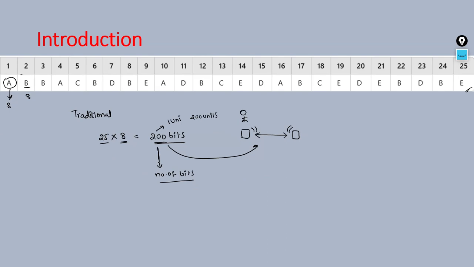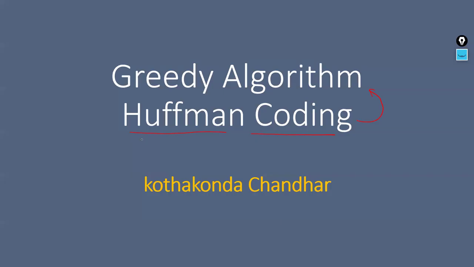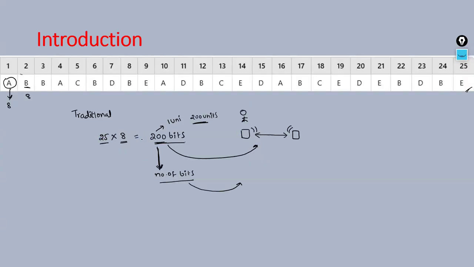So if I reduce the number of bits, definitely it will be transferred in less time than this. How can we do this? We will learn. Here I will not go directly to Huffman coding. Other than the traditional ASCII characters, instead of ASCII characters, we can go for our customized coding. Let us know what customized coding is.